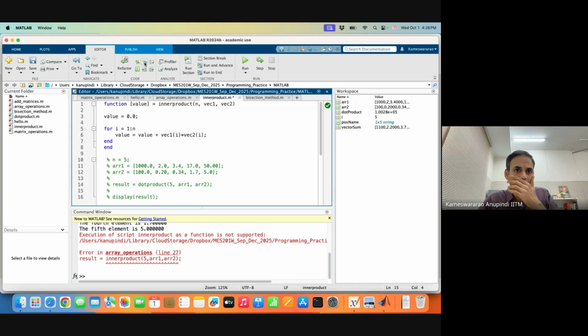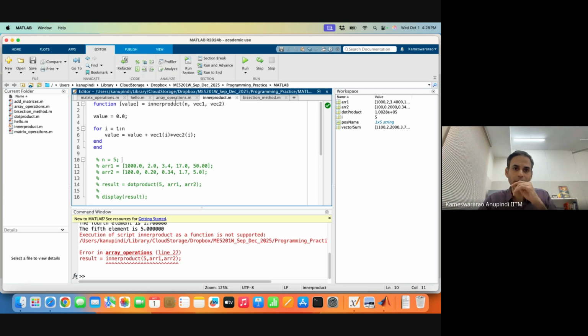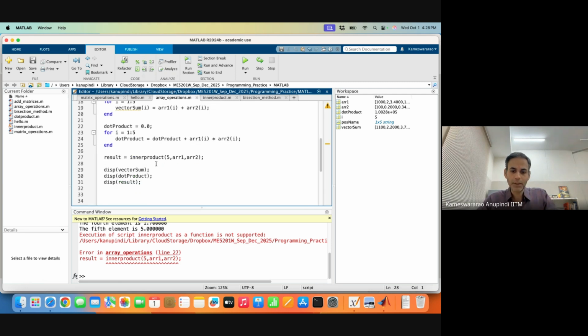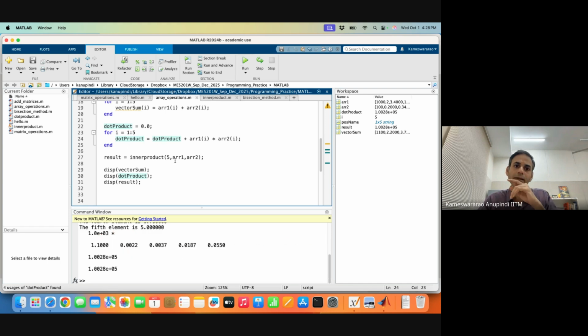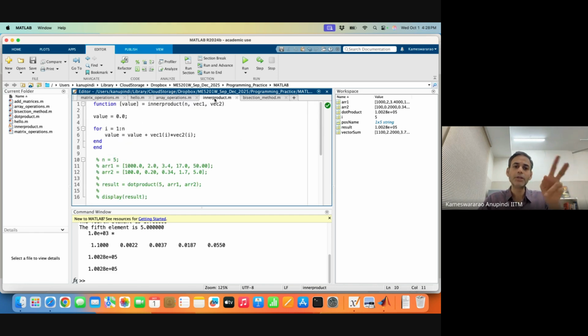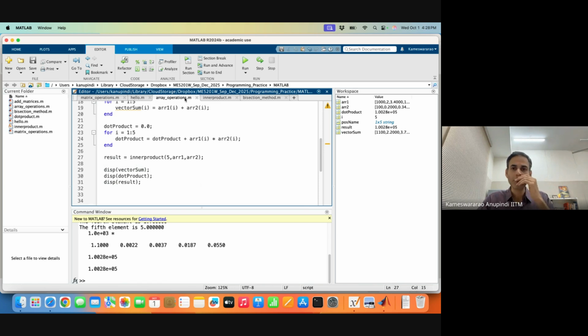And then this is uncomment, option comment. Okay, so now this is commented, but my function is there. So now I can run this, with command shift. This is run. Now you can see it has run, and it has printed two values, 1.0028 times 10 to the power 5, which is coming from this dot product. The other one is coming from this result, which is called from the inner product. Inner product is this function. Again, these two are in the same folder, so we need not worry about them as such. The names are different.